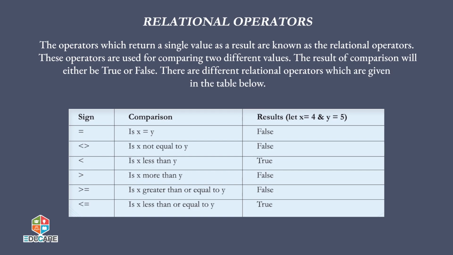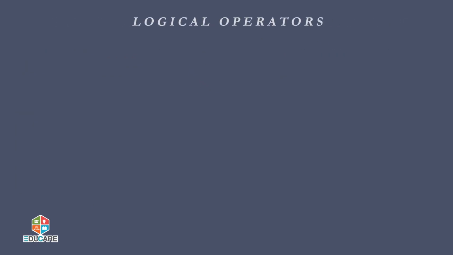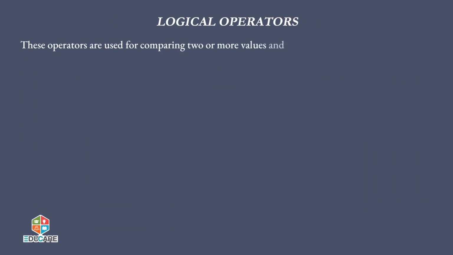Equal to. Is x equal to y? False. Not equal to. Is x not equal to y? True. Less than. Is x less than y? True. Greater than. Is x more than y? False. Greater than or equal to. Is x greater than or equal to y? False. Less than or equal to. Is x less than or equal to y? True.